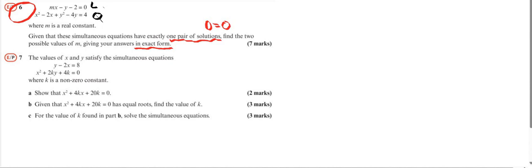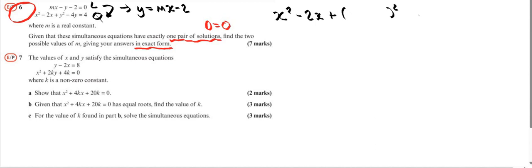So what do we need to do? We need to take our linear equation and substitute it into our quadratic to get rid of one of our unknowns, because we have x, we have y, and we have m. So let's do that. Let's write our linear as y equals mx minus 2. Then I'll rewrite my quadratic: x squared minus 2x plus y squared minus 4 lots of y, equal to 4. Keep writing out all the terms or you will lose one.